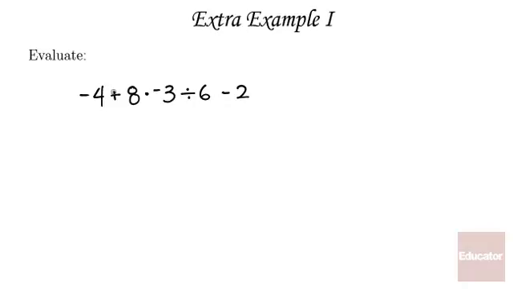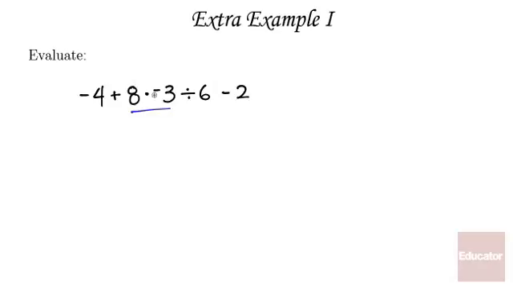So the first problem is going to be -4 plus 8 times -3 divided by 6 minus 2. So within all these operations, I have to multiply and divide first. Now, the multiplication and division, there's no order between those two, so I just have to solve it out, whichever comes left to right. So then I'm going to solve this first right here, okay?